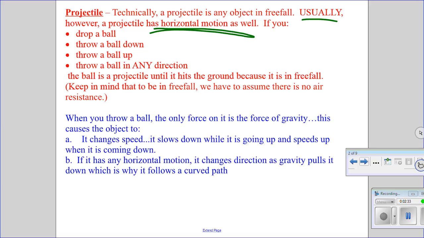So you can either write all of this down, or you can write the words: an object is a projectile anytime you throw it in any direction, or drop it. So that is the deal with what's up there in red.